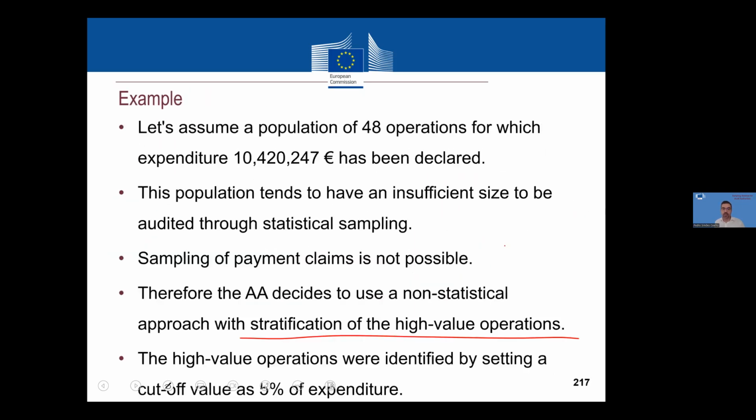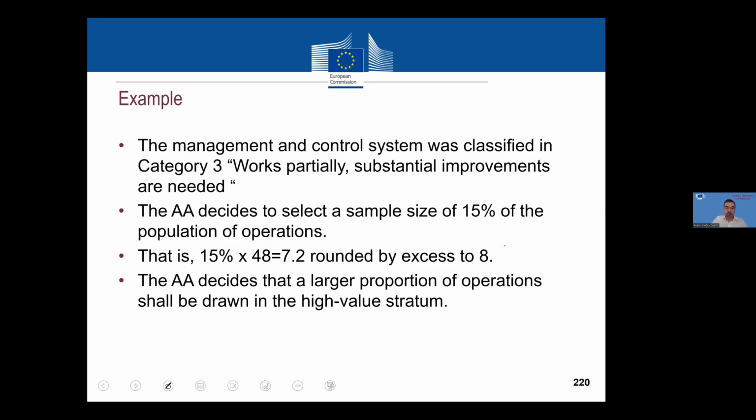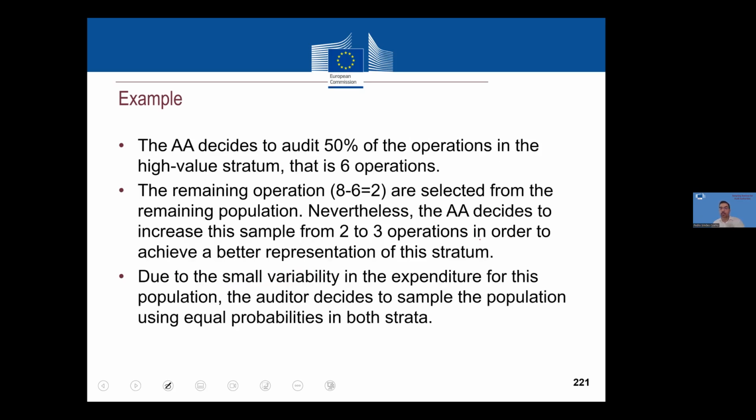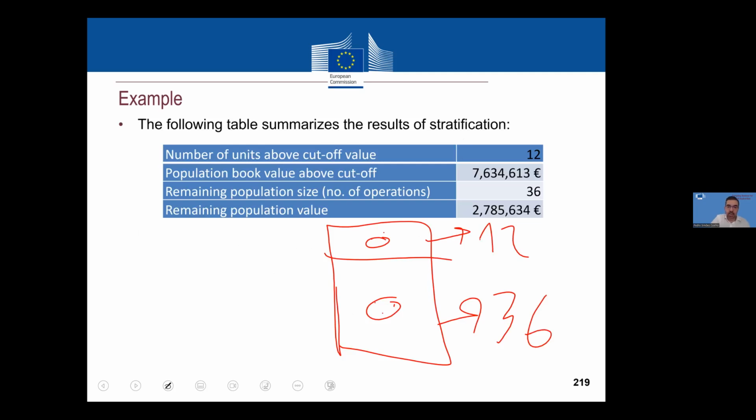So to audit 15% of the items, it's very simple. I will multiply 48 by 15% and it gives me 7.2. As you know, sample sizes, when they have decimal parts, always have to be rounded up, which means that I have to round to 8. So I've decided that I'm going to audit 8 operations out of this population of 48 operations. Now, as usual, I cannot audit the full high value stratum, but I will try to have a higher coverage of this stratum. How? It's absolutely subjective, based on professional judgment, but this audit authority decided to do this: 50% of these 12 high value items, so a sample of 6 here, and 8 minus 6 is 2 here.